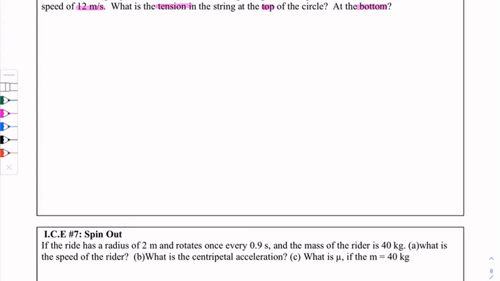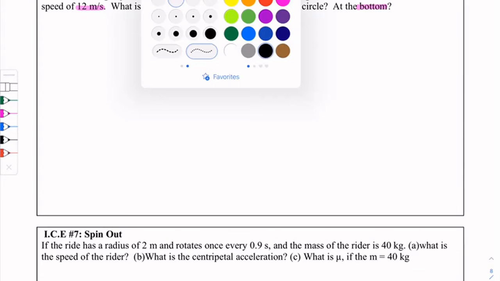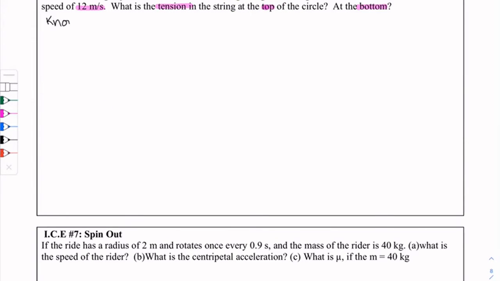So this is actually two separate problems. One's for the top and one's for the bottom. Let's identify some of the things that we know. All right, so we know the 2 kilograms represents the mass of the object. The 1.5 meters represents the radius of the circle that it's going to make. The 12 meters per second represents the velocity.